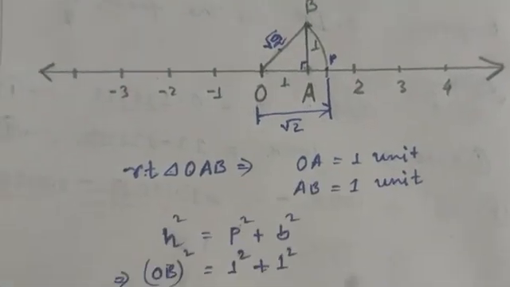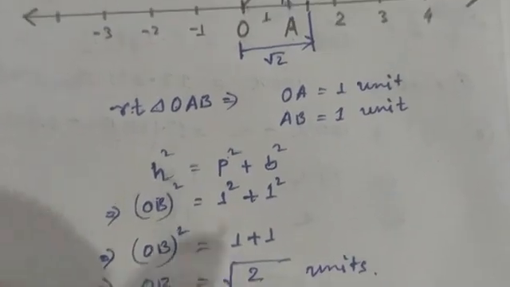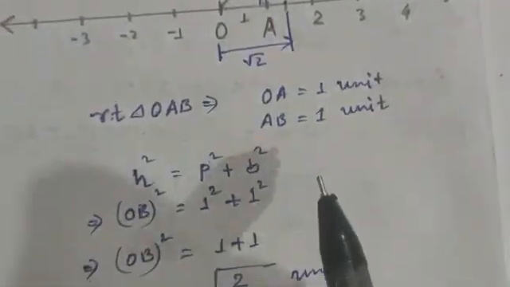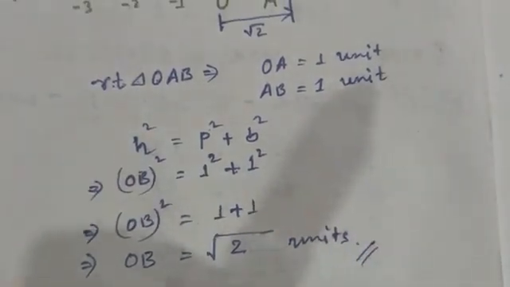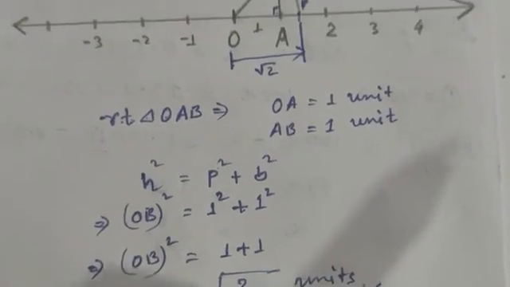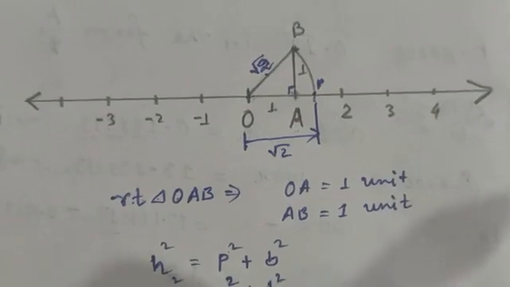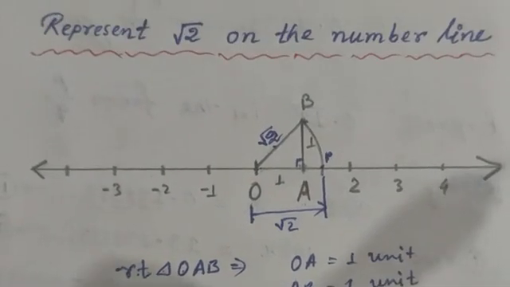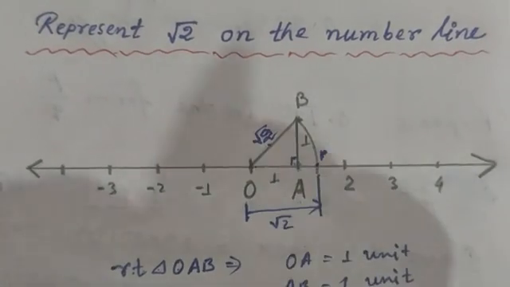And this is the verification also that OP is root over 2. The mathematical verification is also done. So I hope you have understood how to represent root over 2 on the number line. After this, we will try to represent root over 3 on the number line by a similar method.